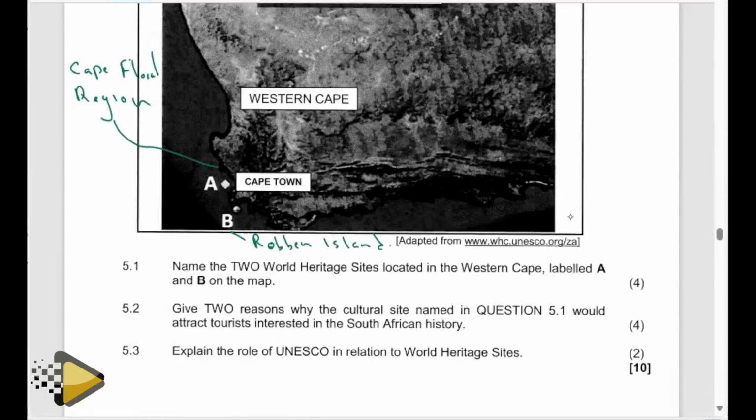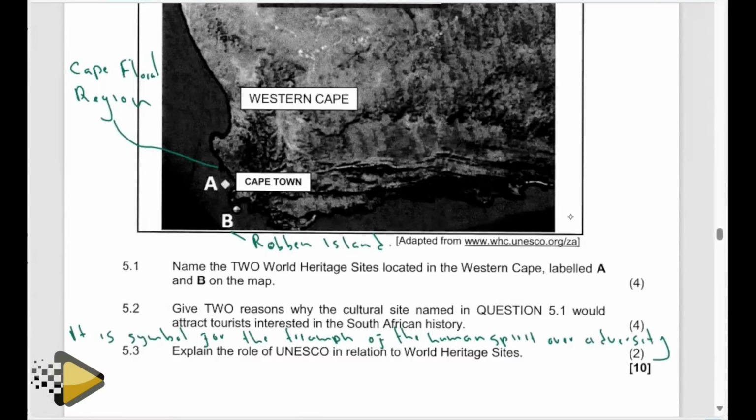So the question reads, give two reasons why the cultural site named in question 5.1 would attract tourists interested in South African history. So it is a symbol for the triumph or the victory of the human spirit over adversity, over challenges. So it represents the triumph or the success of the human spirit over challenging things.